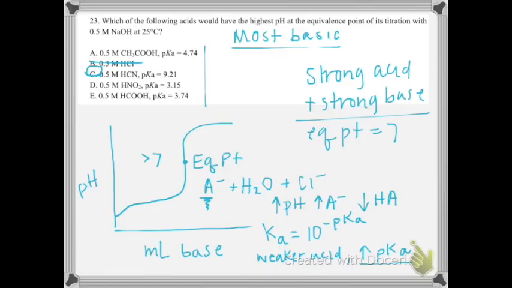Okay, so just remember that at the equivalence point, you have the conjugate base left over, and a stronger conjugate base will come from a weaker acid. And you can use the Ka's to help you pick out the weakest acid.